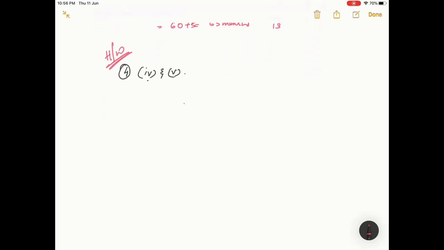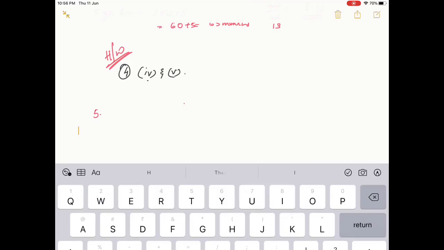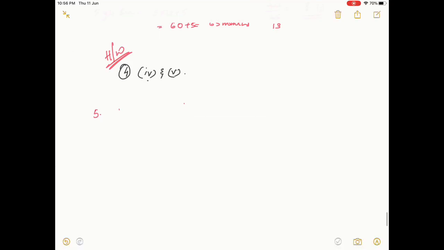Now let me start with the 5th question. What is the 5th question? 2 numbers are in ratio. So the ratio of 2 numbers is given. What's given? Ratio is equal to 9 is to 2. If the smallest number is given as 320, find the largest number.